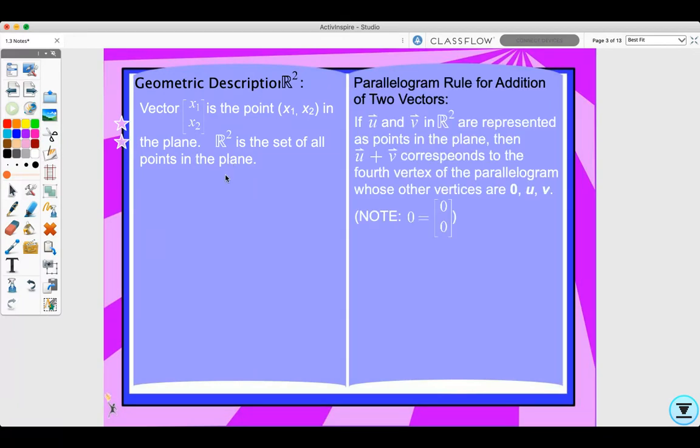A parallelogram rule for addition of two vectors, so this you should remember from pre-calc or whatever class was equivalent to pre-calc. If u and v are in R2 and are represented as points in the plane, then u plus v corresponds to the fourth vertex of the parallelogram whose other vertices are 0, u, and v. Note that the 0 vector is 0, 0, with the two entries.